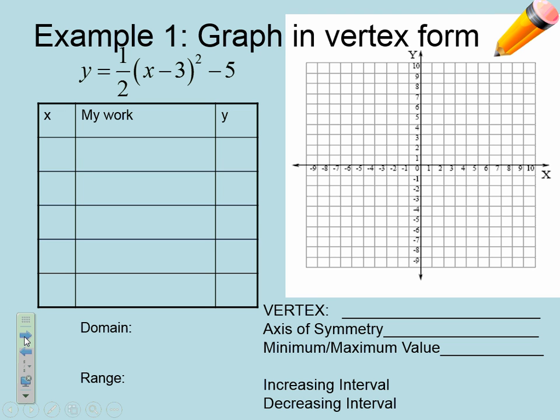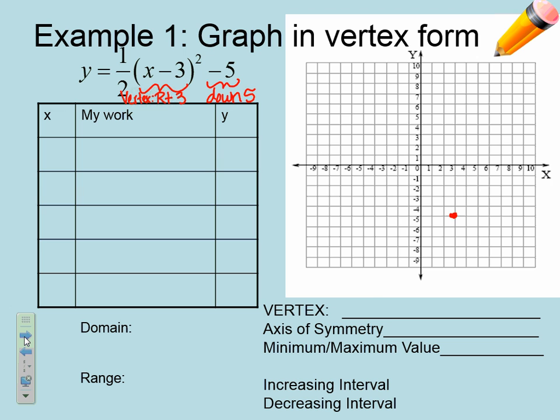So when I take a look at this equation here, I'm going to use the clues to help me find the vertex. This part right here inside tells me that my vertex is moving right 3. Outside is telling me that it's moving down 5, and that will give me my vertex location. So I'll go ahead and plot that on the graph. Right 3, down 5 would be this spot right here, 3, negative 5.